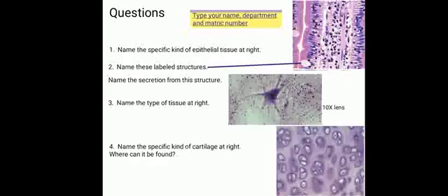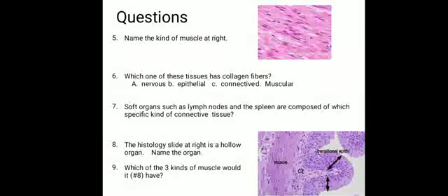Then the specific kind of cartilage at right. Where can it be found? Then we also have another question there. Name the kind of muscle at right. Which one of these tissues has collagen fibers? Let us know which has collagen fibers. Soft organs such as lymph nodes and spleen are composed of which specific kind of connective tissue? The histology slide at right is a hollow organ. Name the organ. Then which of the three kinds of muscle will it be in number 8?